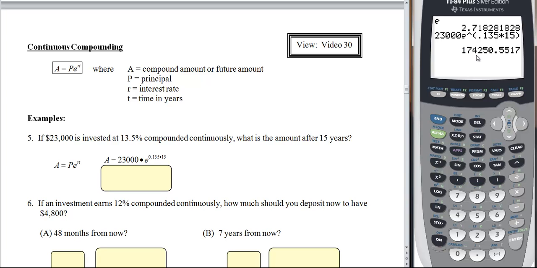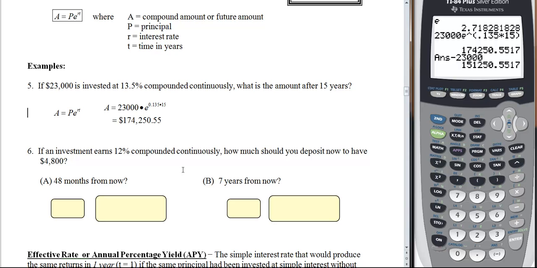So 23,000 grows to that at that interest rate for 15 years. It's a one-time deposit. I doubt if you'll ever find anything like that at that interest rate. But if there was such a thing, that's how much that money would grow. Now remember, I can find out how much interest if I take the amount minus the original investment. Not bad. Not bad at all. But that is if you can find something like that.